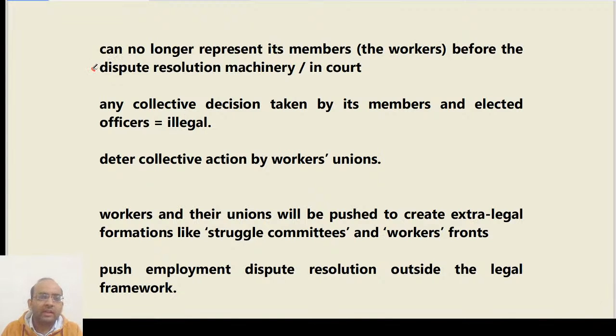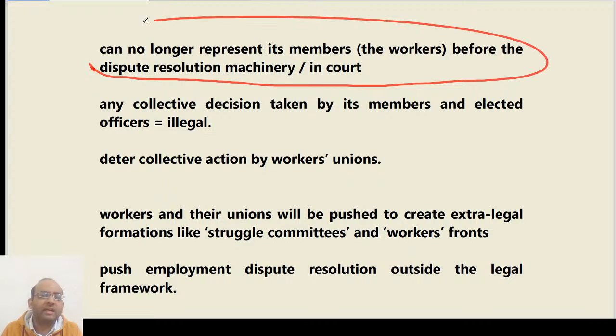Their right to represent their members, that is workers, before the dispute resolution machinery, maybe a labor tribunal that may be established to address the dispute between employer and employee, etc. Or in court, they can no longer represent.